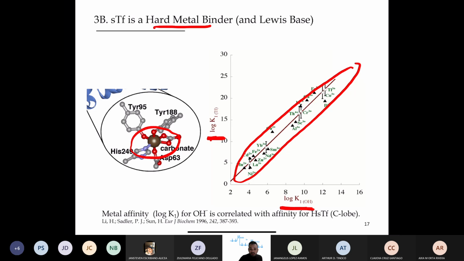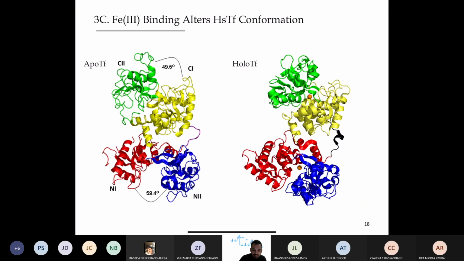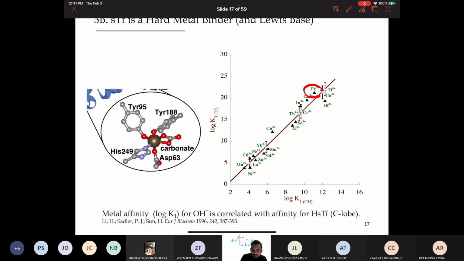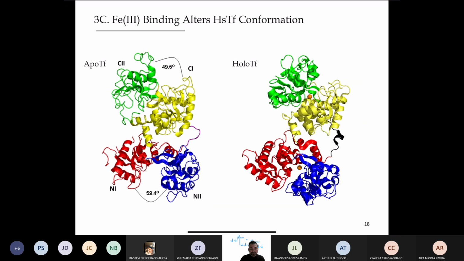And so iron, according to this relationship, is right here. So it's at the higher end. But as you know, this protein is selective, or generally selective, for iron. So there are other things that are going to be involved in terms of that.